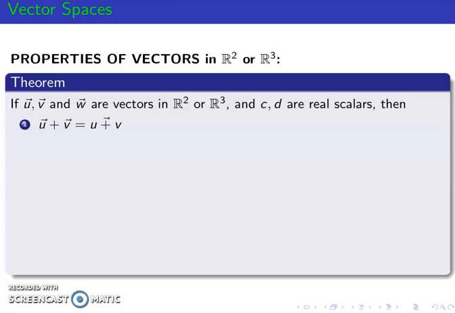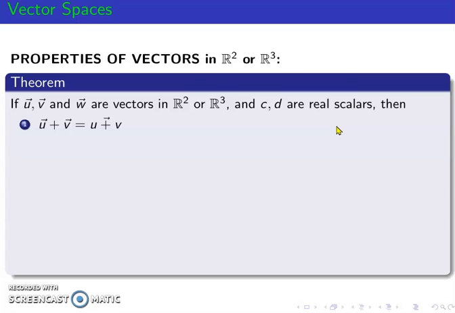We will now proceed to the properties of vectors in R squared or in R cubed. So they are just two-dimensional and three-dimensional spaces. If u, v, and w are vectors in R squared or in R cubed, and c, d are real scalars, then you have the following properties.